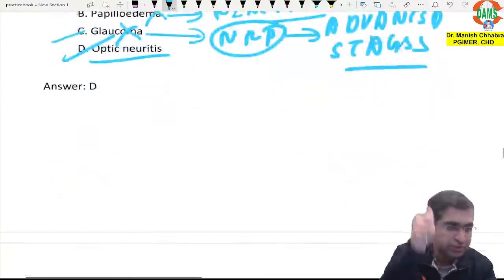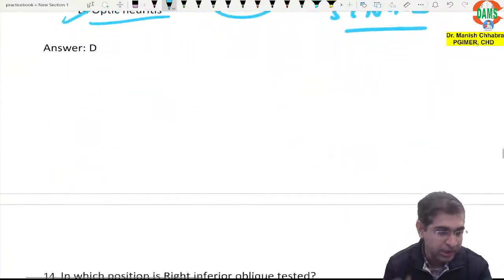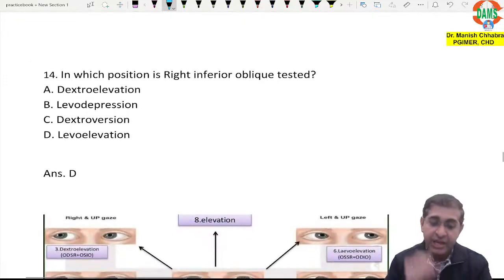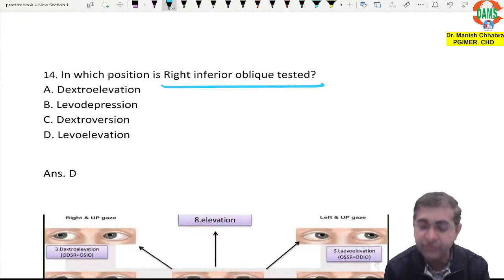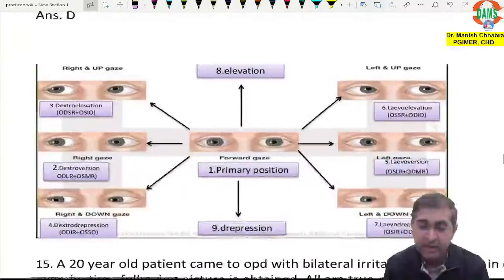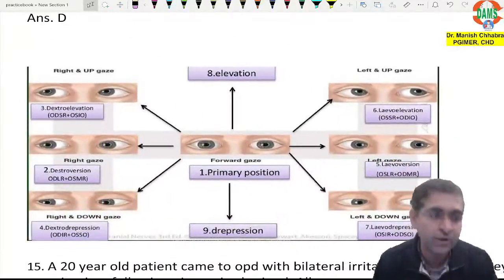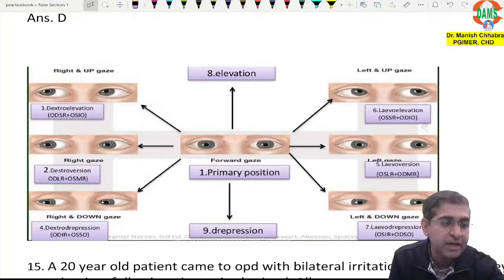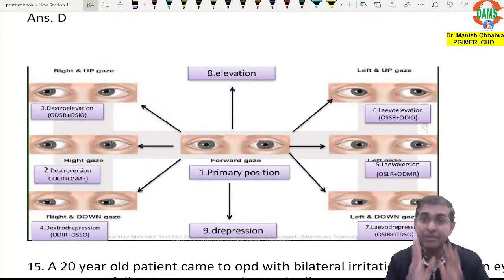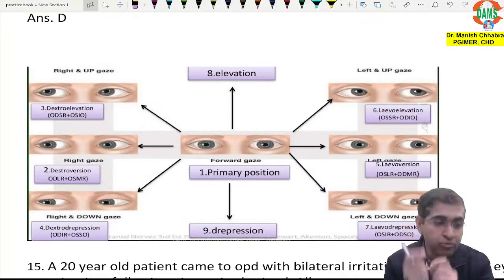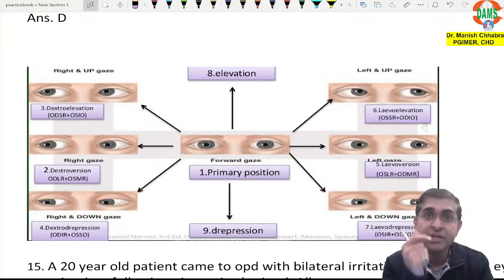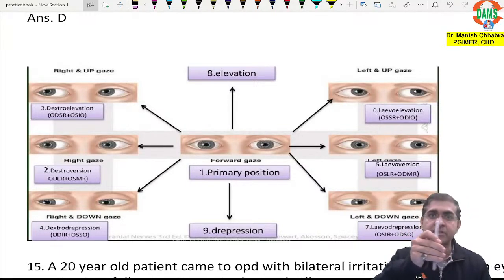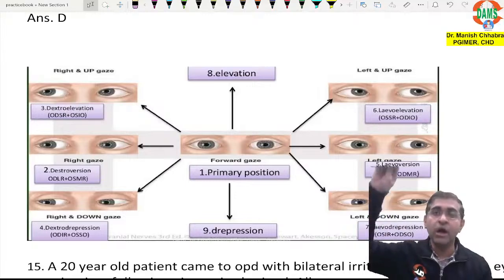Okay, this is also your previous year question. Next is, in which position is the right inferior oblique tested? Now I have put an image here. In simple terms, I know this is a hardcore conceptual topic of squint, but I want all of you to conceptualize it. If you want to appreciate the movement of your superior rectus, you will just ask the patient to abduct the eye, then look upwards.